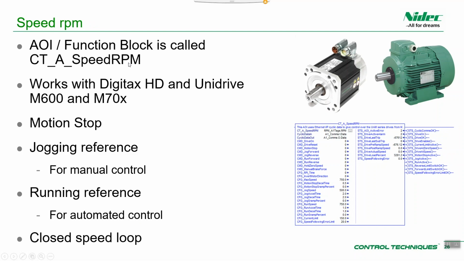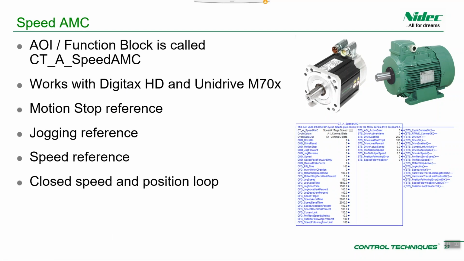Next up the scale, we have CTA Speed RPM. So this has a very similar looking interface to the frequency one, except for now this is in closed loop, so you have better, stiffer shaft control. Again, motion stop, jogging reference for manual control, running reference for automated control. The one thing to note here is that this particular interface and all of the further ones that we're going to mention aren't supported by the Commander range because those are open loop only drives.